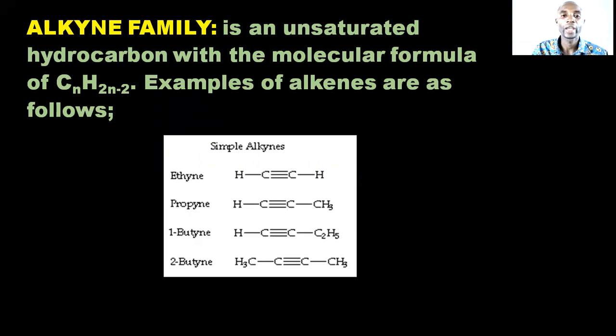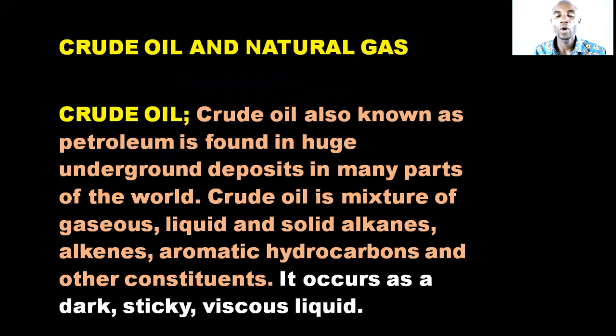All right. Crude oil. What do we mean by that? When you talk about crude oil or petroleum, what do we mean? Crude oil is also known as petroleum, and it is found in huge underground deposits in many parts of the world. Crude oil is a mixture of what? Gaseous, liquid, and solid alkanes. They are alkanes and aromatic hydrocarbons and other constituents.